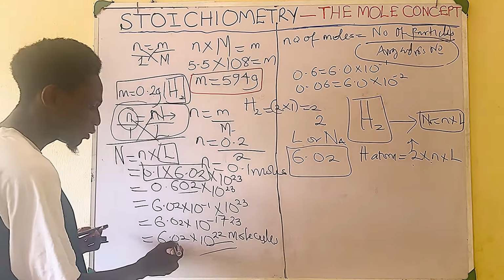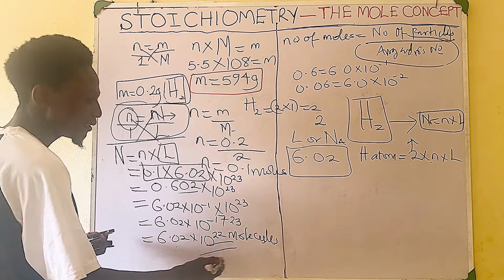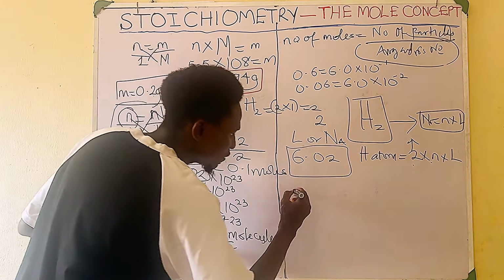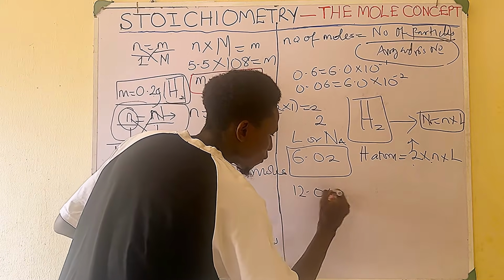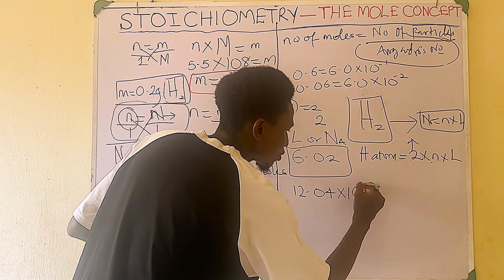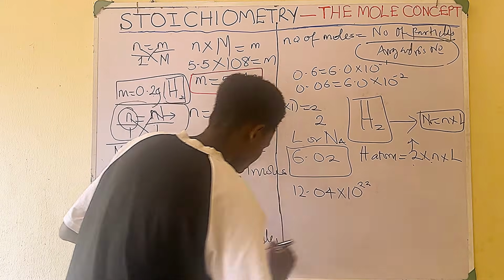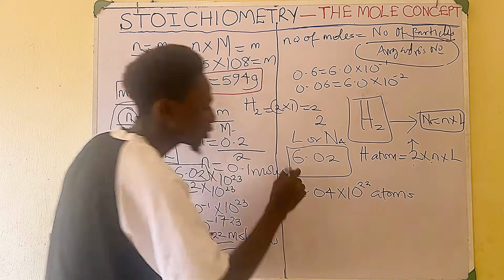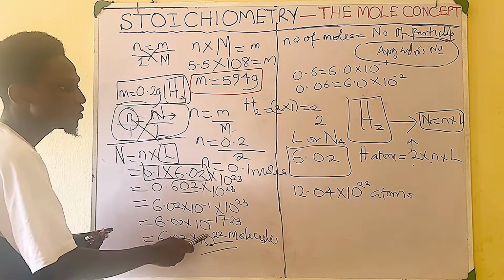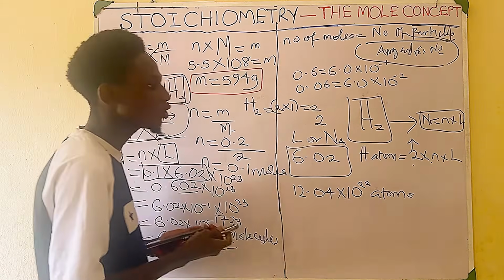So let's multiply by 2 here. 6.02 times 10 to the power 22, times 2, is going to give me 6.02 times 2, which will give you 12.04 times 10 raised to the power 22 atoms. So this is my actual answer and not this one. This is for molecule, this is for atom.